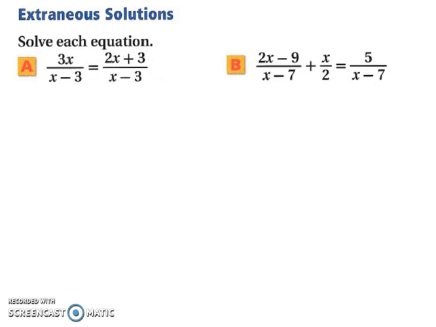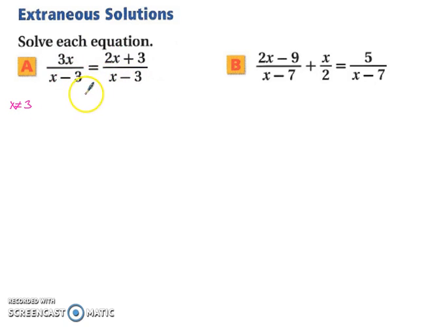Now let's look at extraneous solutions. Remember, an extraneous solution is a solution of an equation derived from an original equation that is not a solution of the original equation. So let's look at this first one here. We have 3x divided by x minus 3 equals 2x plus 3 divided by x minus 3. We know that you can't have x being 3 because that puts 0 as a denominator. So technically x cannot equal 3. So there's your extraneous solution.